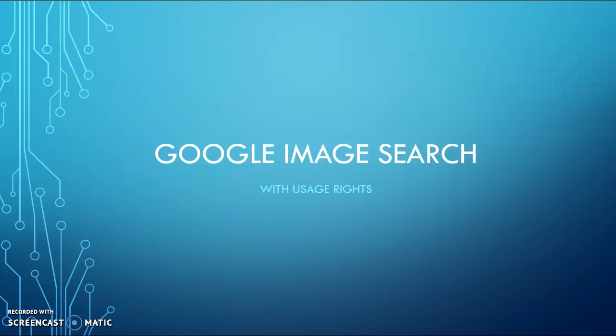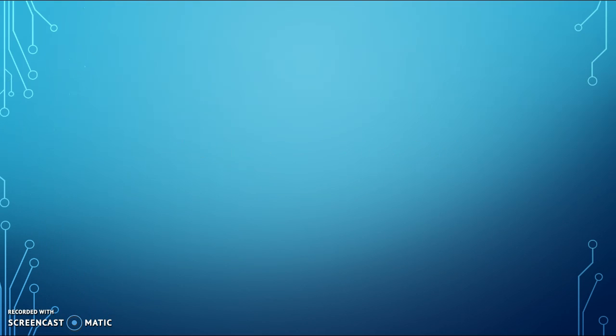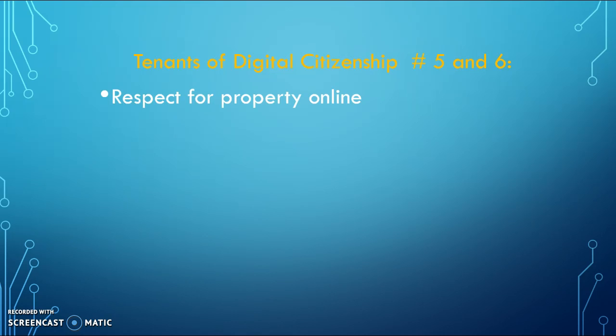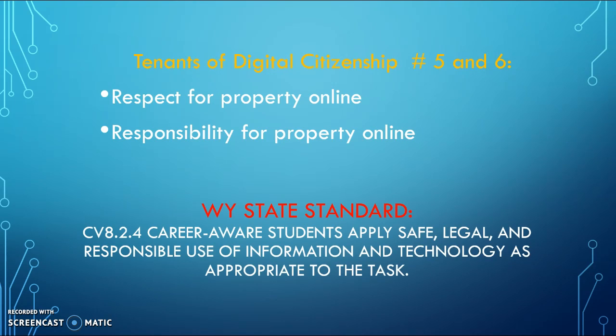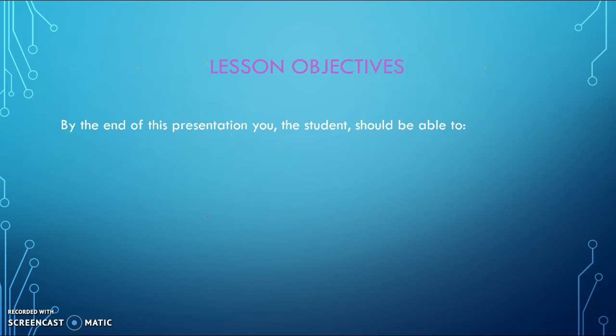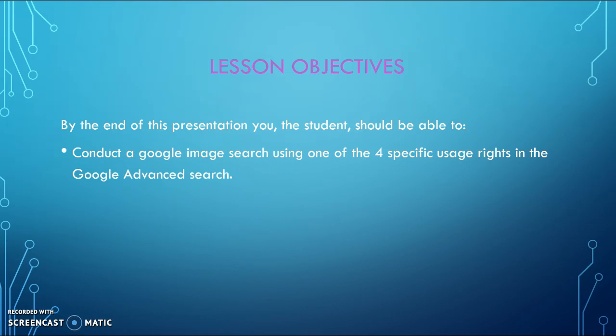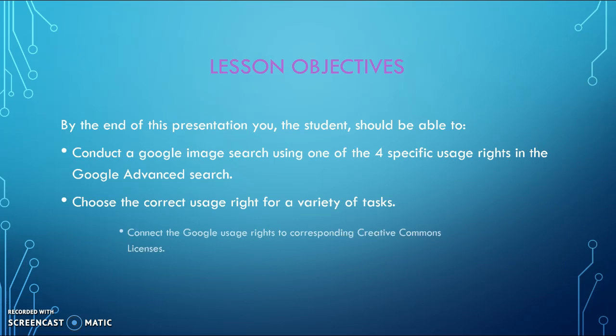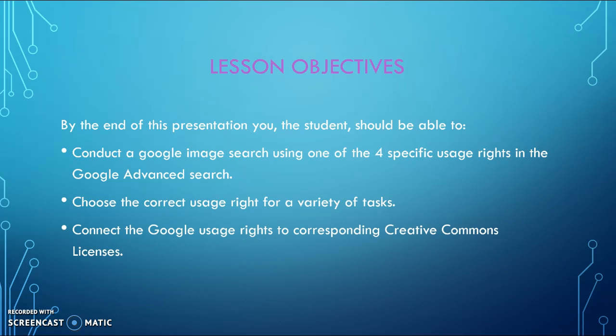Today, we will learn how to conduct a Google image search using usage rights. This will continue our discussion of the tenets of digital citizenship 5 and 6, respect for property online and responsibility for property online. By the end of this presentation, you, the student, should be able to conduct an image search using one of 4 specific usage rights in the Google Advanced Search, choose the correct usage rights for a variety of tasks, and connect the Google usage rights to corresponding Creative Commons licenses.